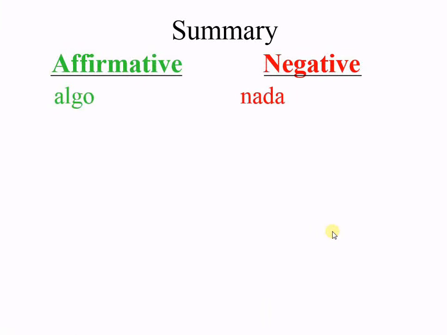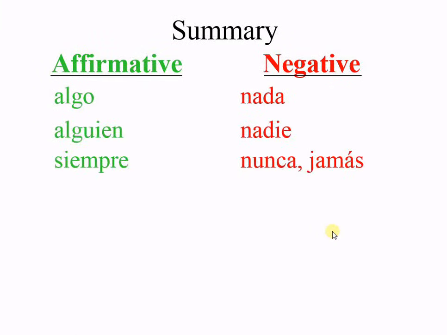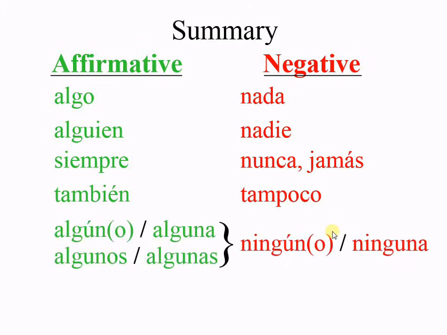Before we go over the rules of indefinite and negative expressions in Spanish, it's a good idea if we go over the words first, the vocab. So we have algo, something, nada, nothing, alguien, someone, nadie, no one, siempre, always, nunca or jamás, never.